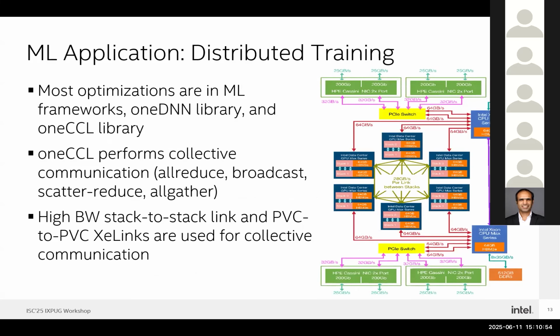Now, for machine learning, most of the optimization went into the machine learning framework and libraries. So oneDNN, you can think of oneDNN as like MKL, where a lot of these machine learning kernels are optimized in the oneDNN library, such as convolution and GEMM for skinny matrices. So all the math is provided by the oneDNN library, and communication, like all-reduce, is performed by the oneCCL library.